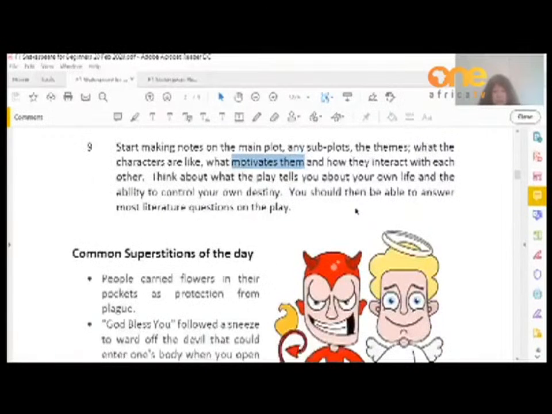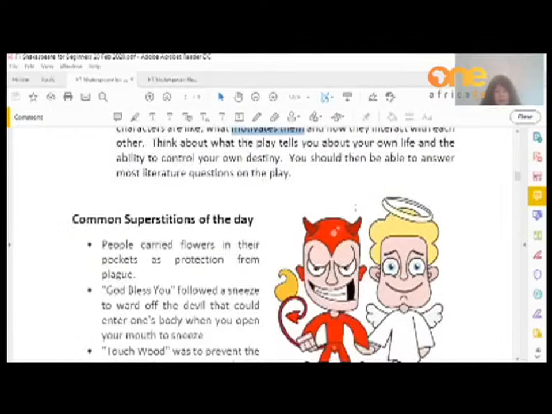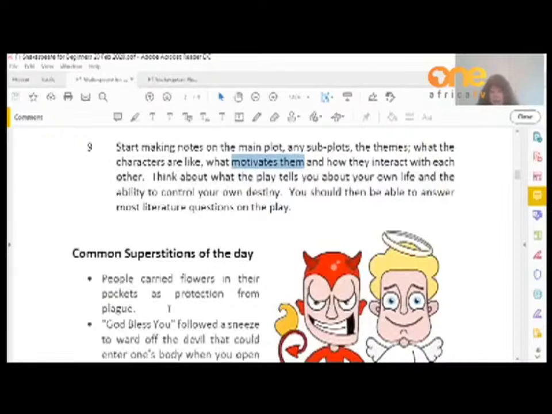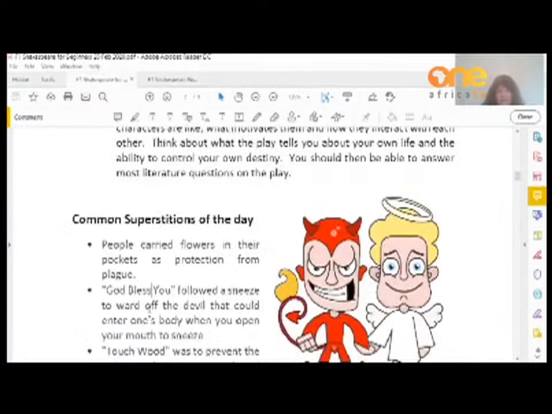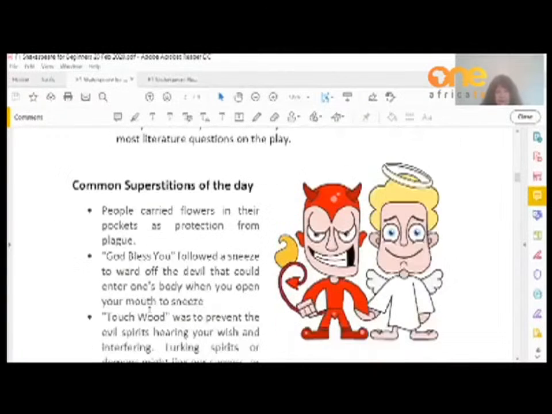Now, people back in those days were very, very superstitious. Again, we're looking at prior knowledge, which might help you understand how characters behave. Okay? Right, some people carried charms for protection from the plague. Can you believe it? Well, they tried, but they still got the plague.